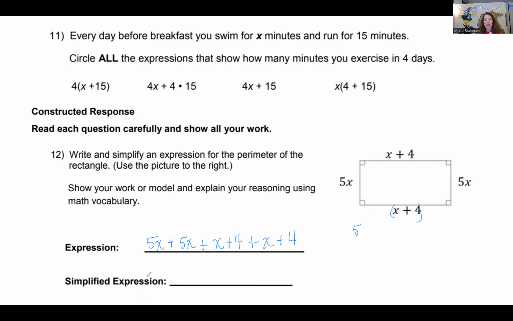Then it wants us to simplify the expression. So let's see what our like terms are. We have 5x plus 5x plus 1x plus 1x. So if we add all that together, 5 plus 5 is 10, plus 1 is 11, plus 1 is 12x, and 4 plus 4 is 8. So this is our simplified expression.